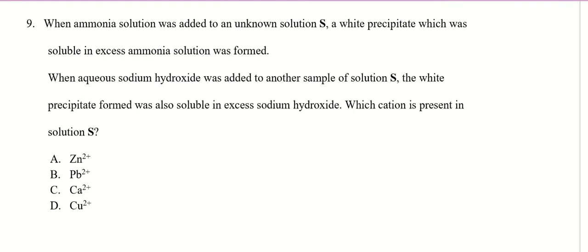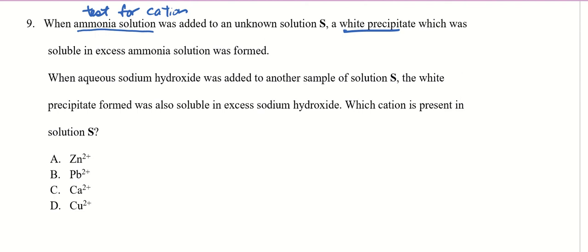Number 9. When ammonia solution was added to an unknown solution S, a white precipitate which was soluble in excess aqueous ammonia was formed. Now, again, when we add aqueous ammonia solution, we are also basically testing for cation, and we get a white precipitate. White precipitate usually means we can have either zinc, aluminum, or lead.